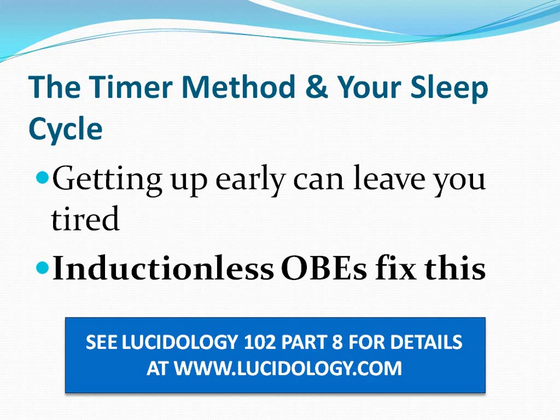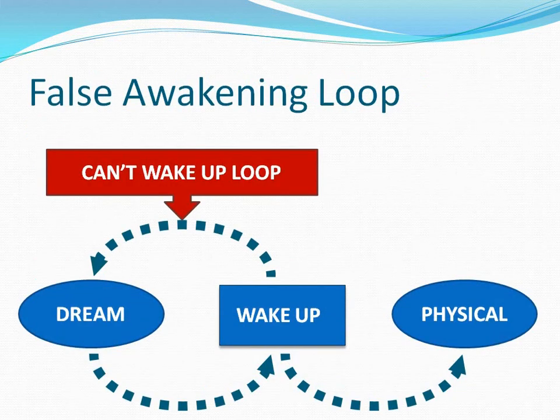The second disadvantage the timer method has is actually because it's so powerful. This side effect is called a false awakening loop, in which you think that you wake up physically, but actually wake up into another OBE. You may have to wake up several times before you really do wake up again in your physical bedroom.